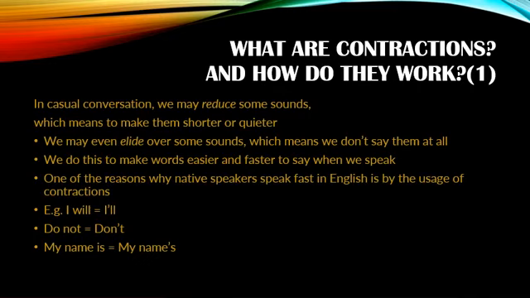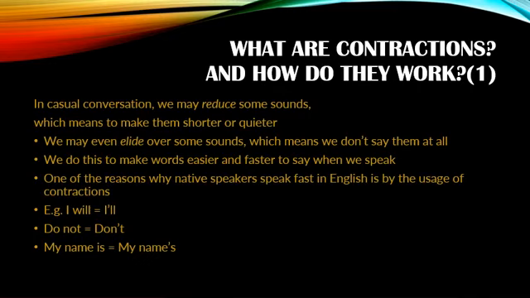In everyday conversation, we may reduce sounds, which means to make them shorter or quieter, we may elide over some sounds or don't say them at all. We do this to make words easier and faster to say when we speak them. All of those times you think native speakers talk too fast, it may be a result of contractions after all.